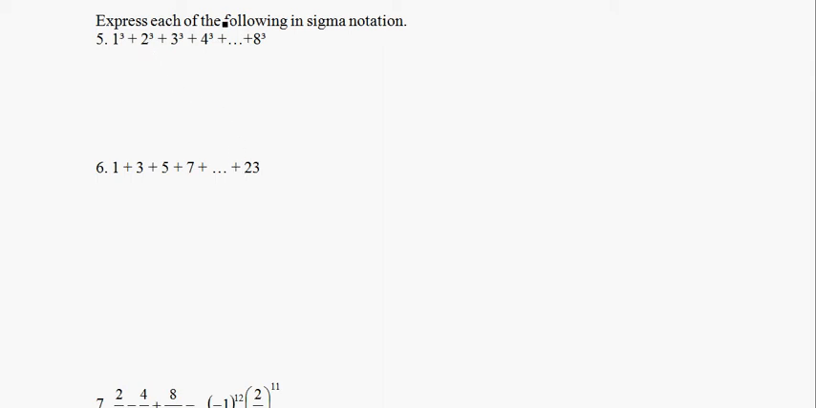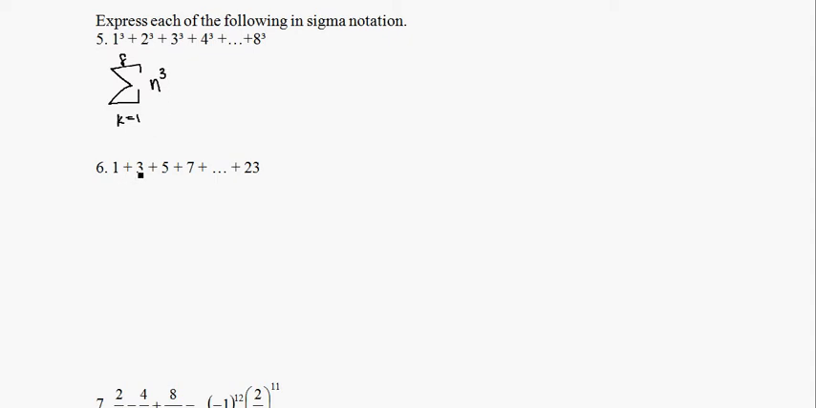Okay, so we're looking at some writing in sigma notation. We're given a sum, and we just want to write it in sigma notation. Clearly it looks like we're going from 1 to 8, so I'm going to write my big sigma symbol here. I'm going to go from k equals 1 to 8, and it looks like I'm just cubing all the numbers from 1 to 8. So that would be n cubed. That one was pretty straightforward.